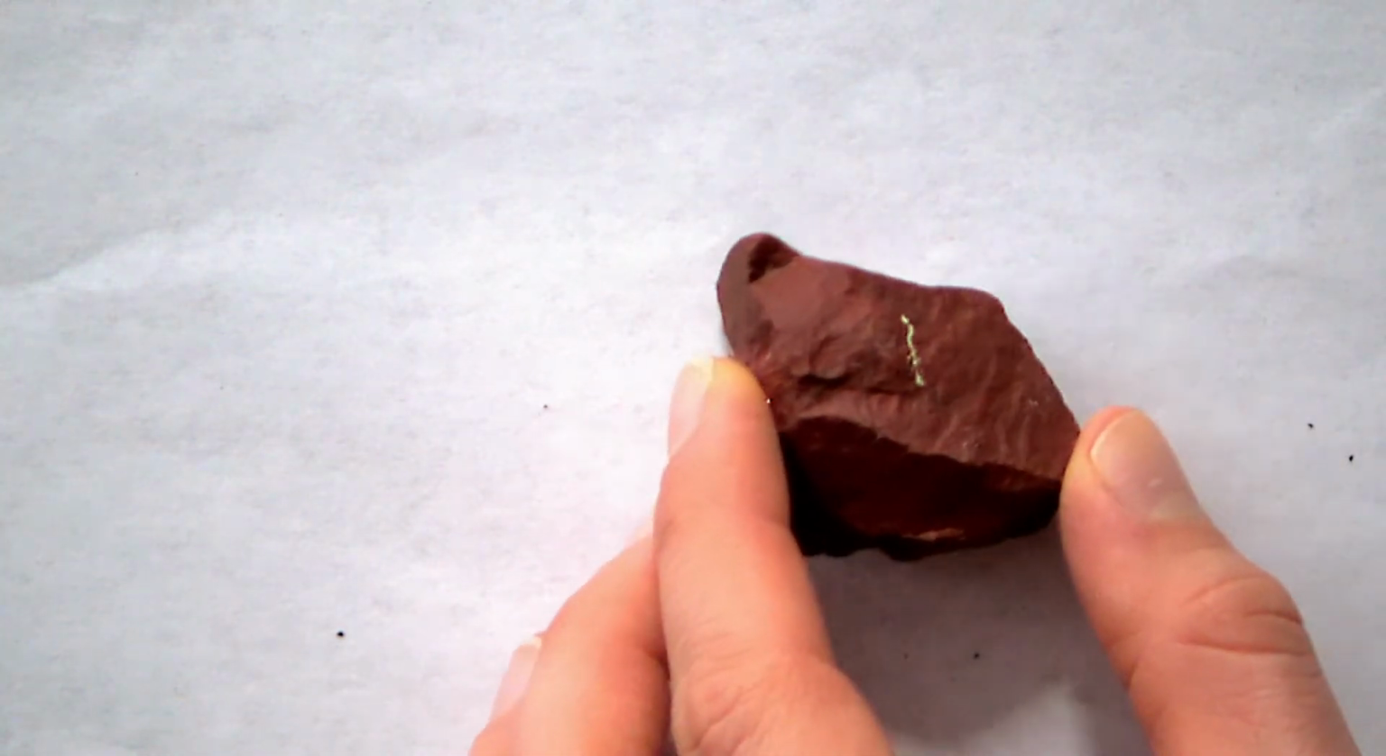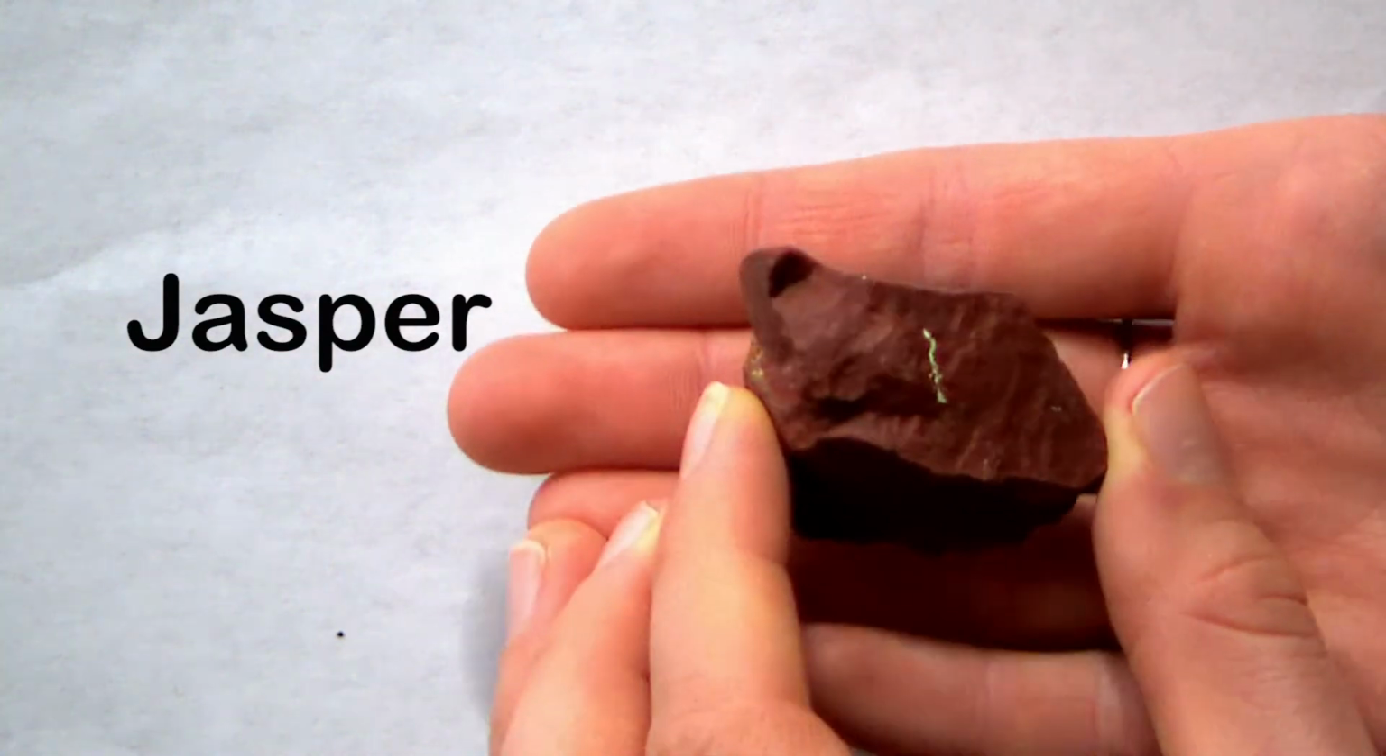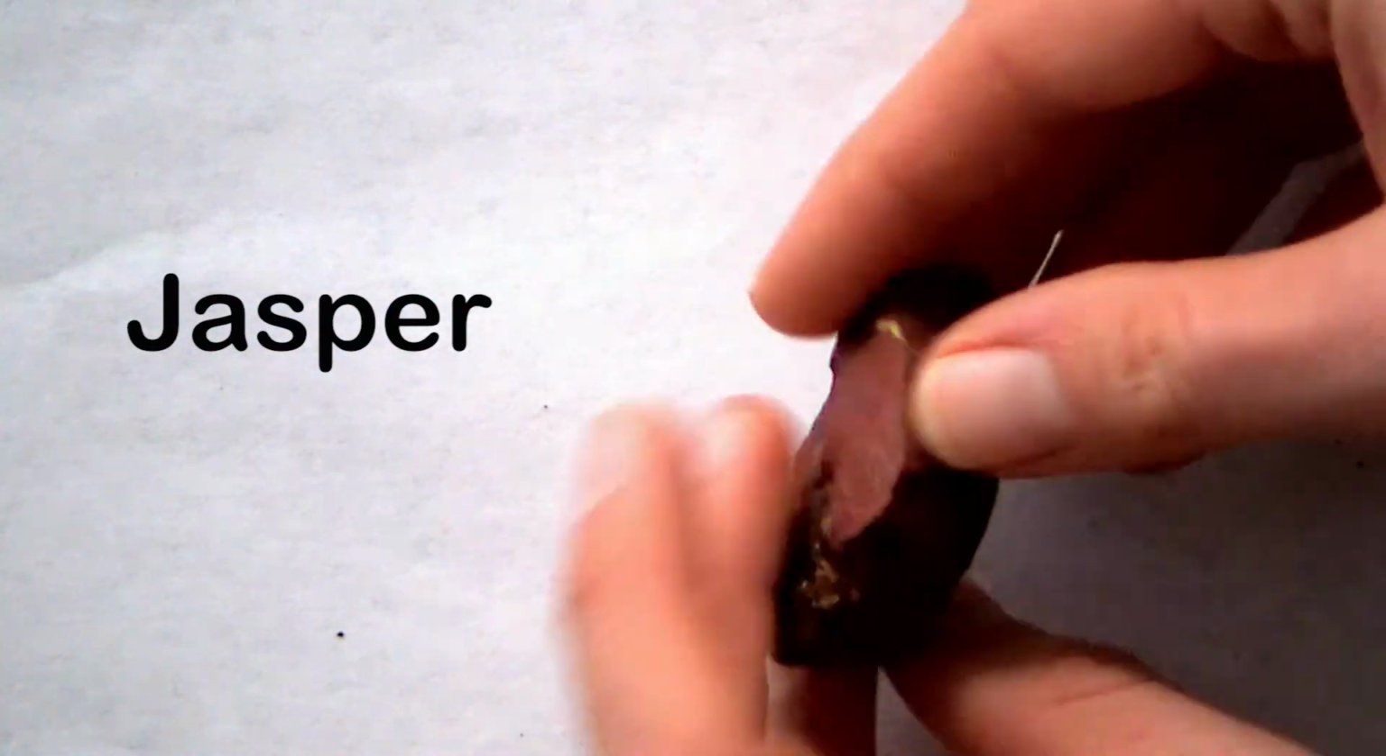Here's a variety of quartz called jasper, and as you can tell, this is opaque. This does not transmit any light.